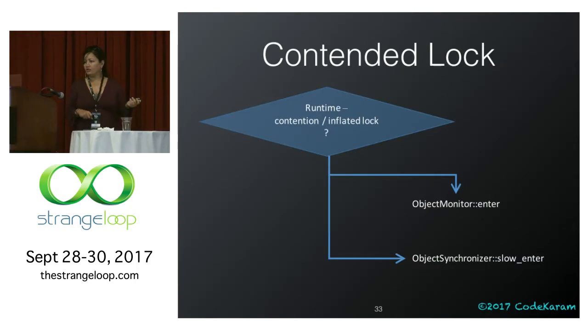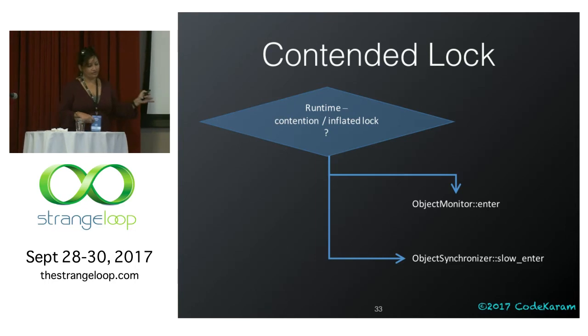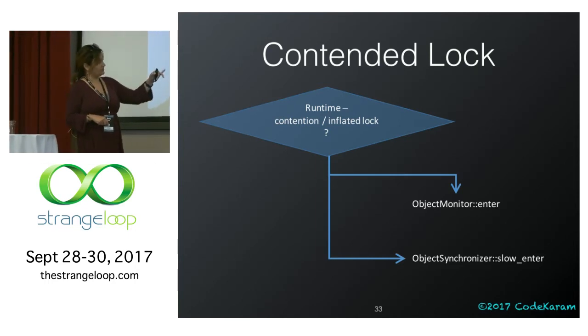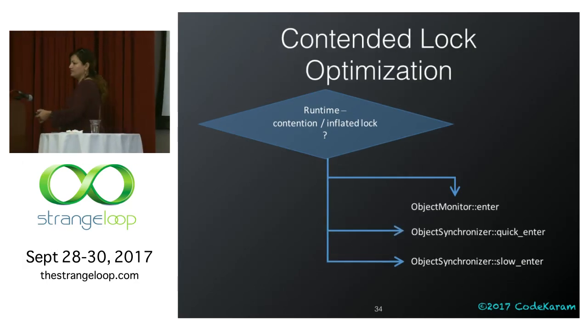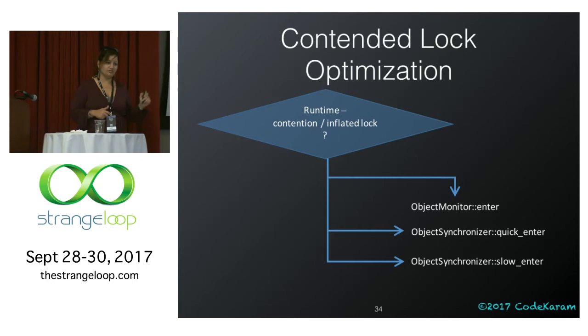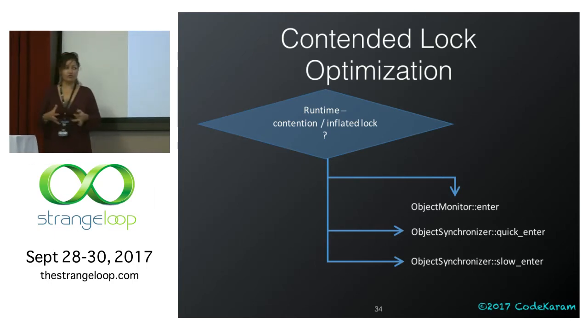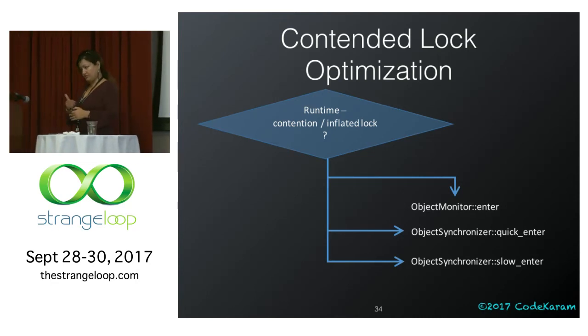So this is how an inflated lock would look. Once the runtime knows that it's a contention or an inflated lock, it can do any of those things. It'll go to enter first, and then it'll go the slow path. With Java 9, there is a quick enter, which does these kinds of optimizations ahead of time because we know it's an inflated lock. We know that we have reached here for a reason, so we can do certain things that are necessary to be done.